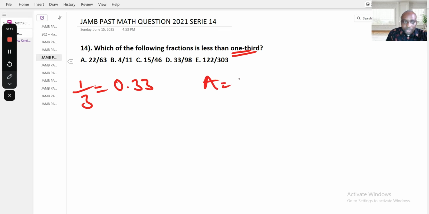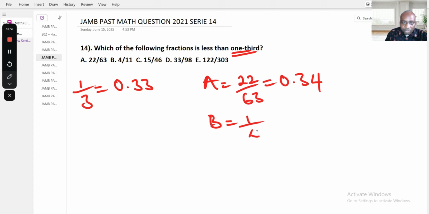A is 22 over 63. What is 22 divided by 63? It gives us 0.3. For option B, 1 over 4? No, it's 4 over 11. What is 4 over 11? 4 divided by 11 is going to give us 0.36.